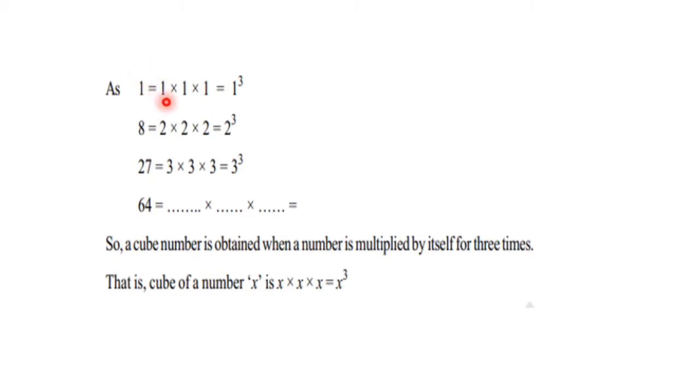Now observe this pattern. 1 can be written as 1 into 1 into 1, which is 1 cube. 8 is 2 into 2 into 2, which is 2 cube. 27 is 3 into 3 into 3, which is 3 cube. 64 is 4 into 4 into 4, which is 4 cube. 27 is written as the product of 3 equal factors, that is 3 into 3 into 3, which is 3 cube. So a cube number is obtained when a number is multiplied by itself 3 times. That is, the cube of a number x is x into x into x, equal to x cube.